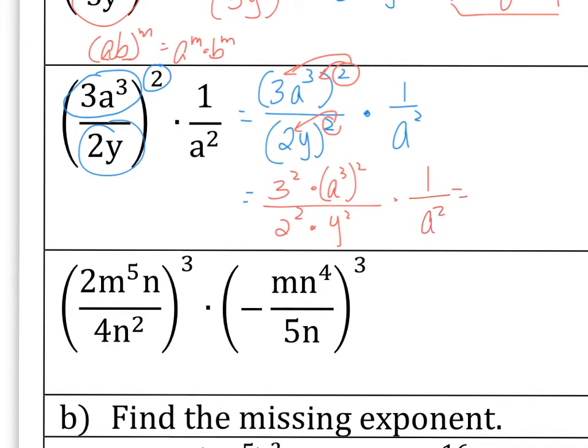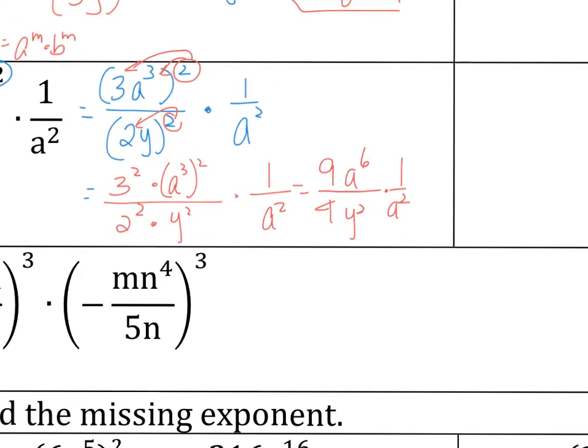Okay, in the next step, I'll take 9 a to the 6th power over 4y squared times 1 over a squared. And then I can simplify a to the 6th power and a squared. By canceling a squared in the denominator, this would be a to the 4th power. So you have 9a to the 4th power over 4y squared.